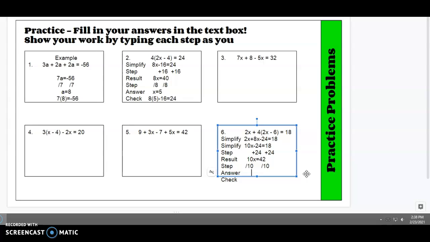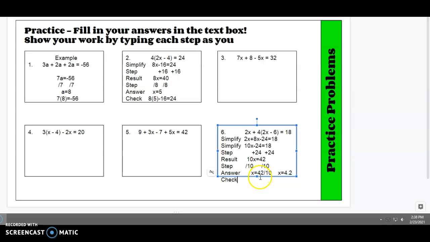42 divided by 10. You can keep it as 42 divided by 10. If you divide it, you get x equals 4.2. That is an okay decimal to have. Just remember, do not round your decimals. 42 over 10, I would accept that as well.